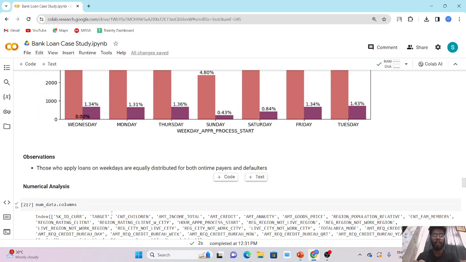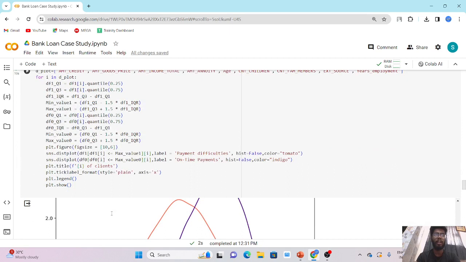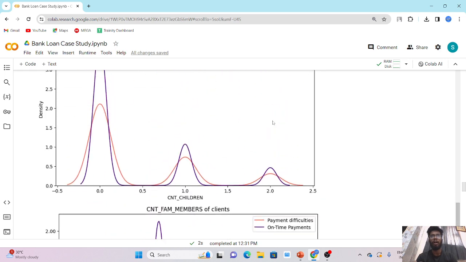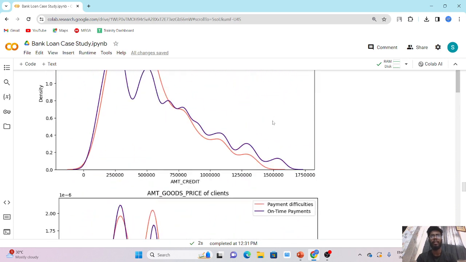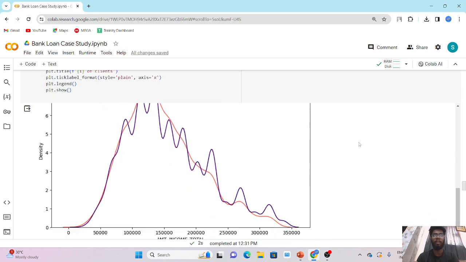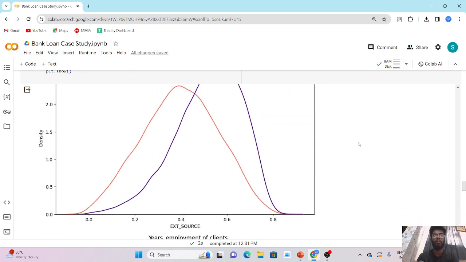So then we come to numerical analysis. We have removed outliers. After removing outliers, we are doing density plots. We have used density plots for numerical analysis. You can see that for all the numerical columns, we have used a density plot.